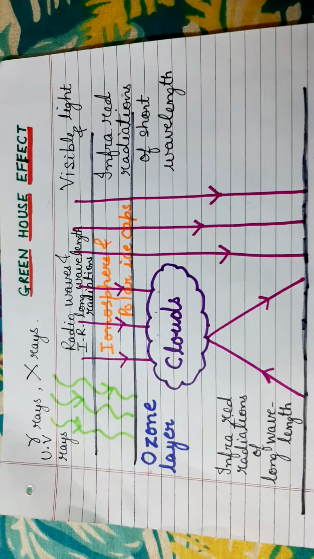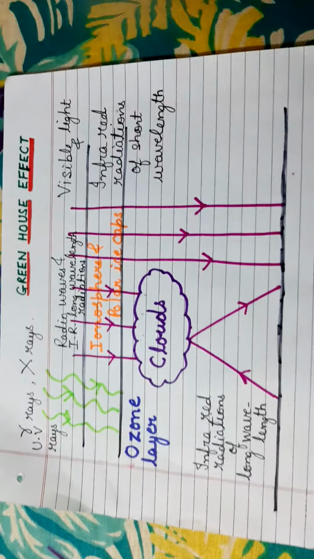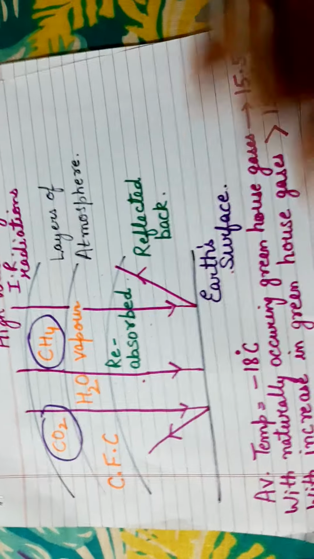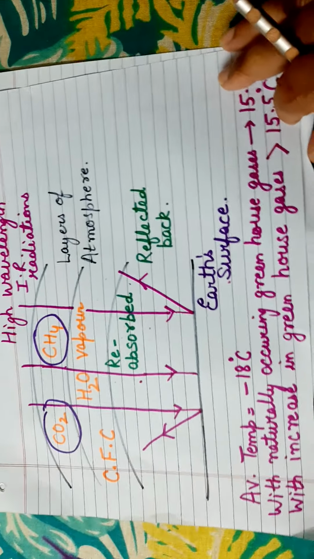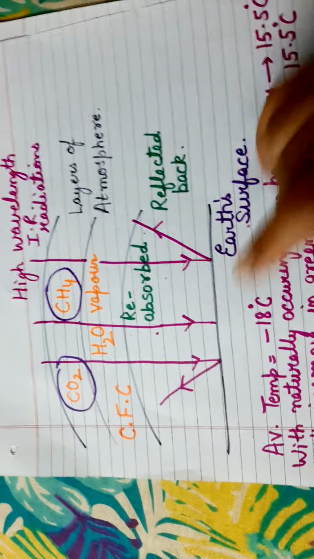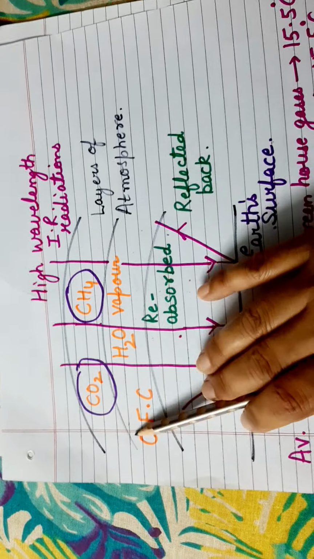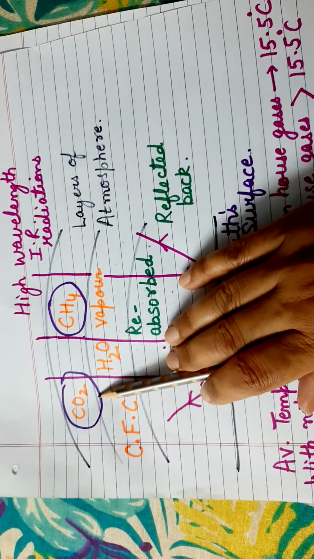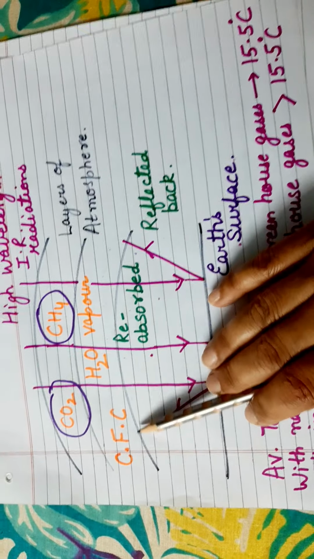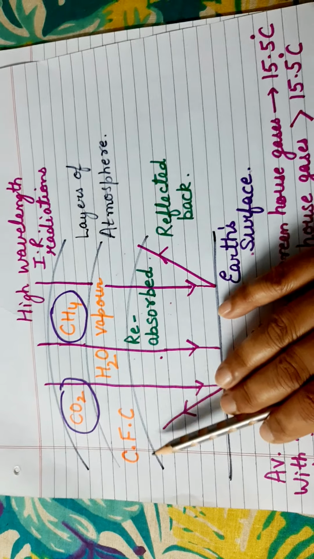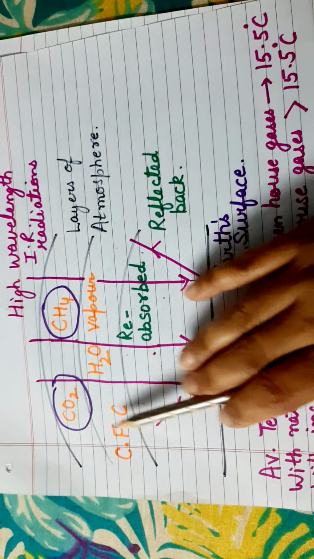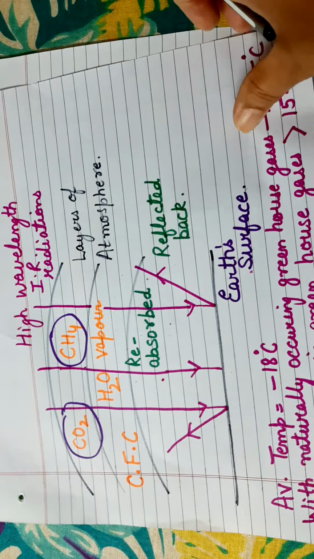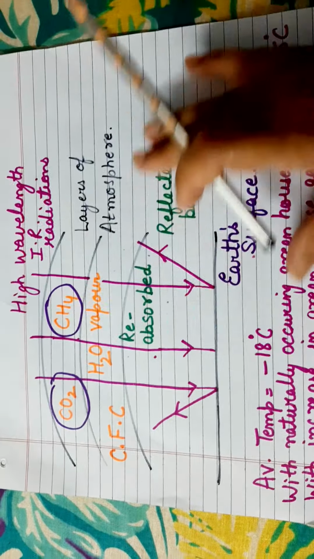Now I have prepared another illustrated diagram for you. I want you to have a look at this diagram also. Here I have shown you the different layers of the atmosphere and the gases which I named: carbon dioxide, methane, water vapor and CFC. CFC is known as chlorofluorocarbons. Now these four types of gases are emitted by the different activities which take place on the surface of the earth.